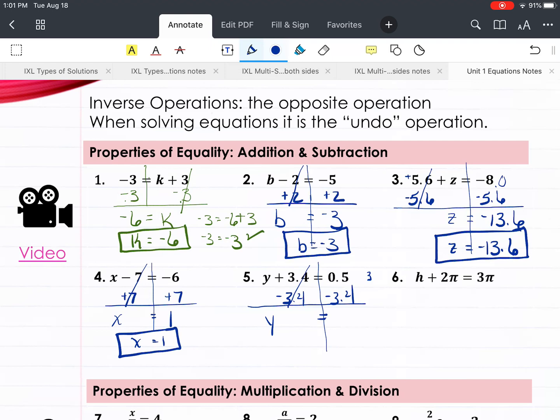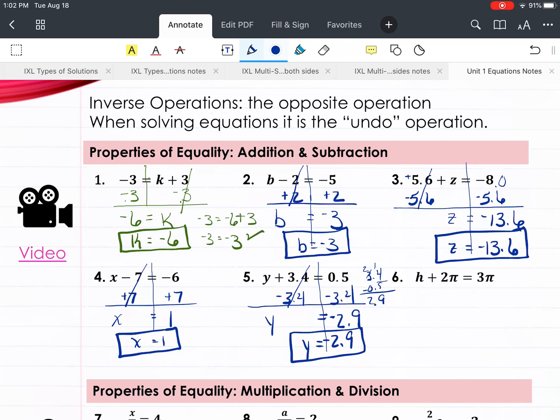Now, if you have a calculator, that's fine. But if you don't, you could also do it this way. 4 minus 5, I'm going to have to borrow. 14 minus 5 is 9. Bring the decimal down, bring down the 2. So 2.9. Positive or negative, be careful here. The 3.4 was negative, so that means the 2.9 must be negative. So my final answer would be y equals negative 2.9.